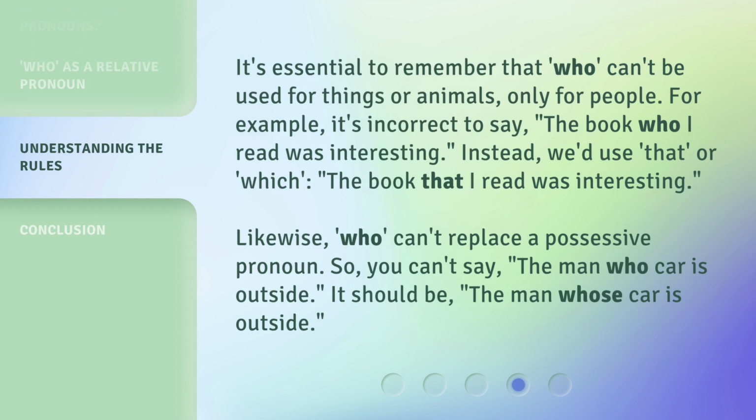It's essential to remember that who can't be used for things or animals, only for people. For example, it's incorrect to say, "The book who I read was interesting." Instead, we'd use that, or which: "The book that I read was interesting." Likewise, who can't replace a possessive pronoun. So, you can't say, "The man who car is outside." It should be, "The man whose car is outside."